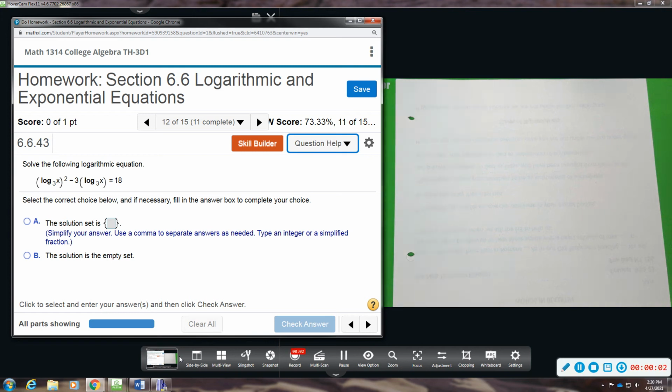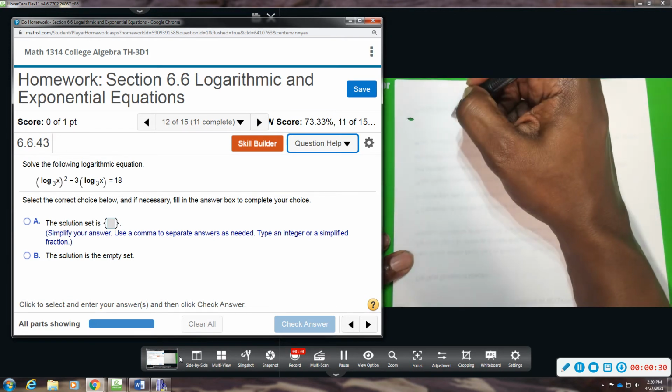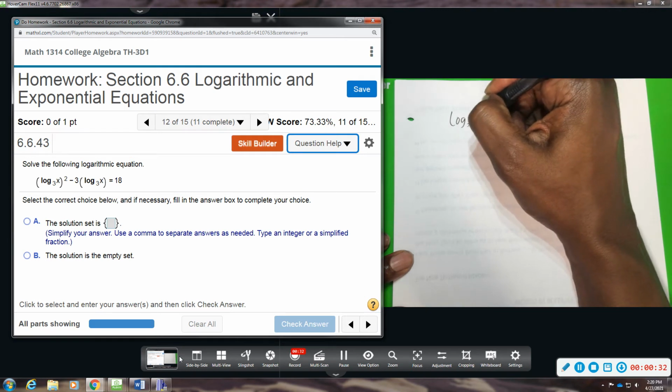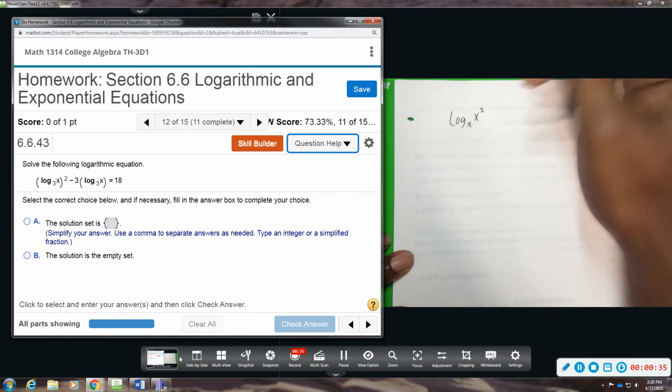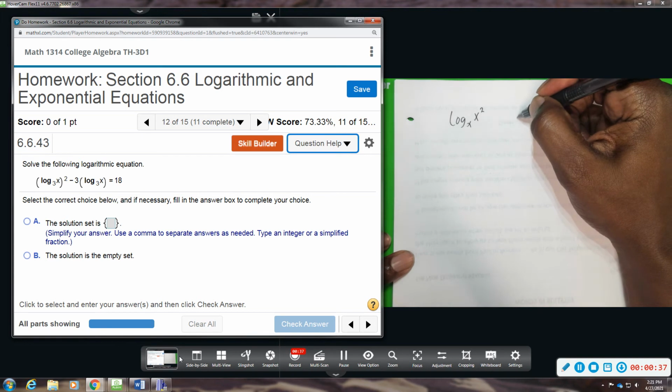All right, number 12 looks a little bit different, but upon close examination, you can see that it's similar to something we've done before, and we have to just do a little manipulation with math to solve this one. As you look at this problem, we have a log base 3 of x, and the whole thing is squared. Normally, we just see the squared on the variable, not the whole expression. So this is a little bit different.